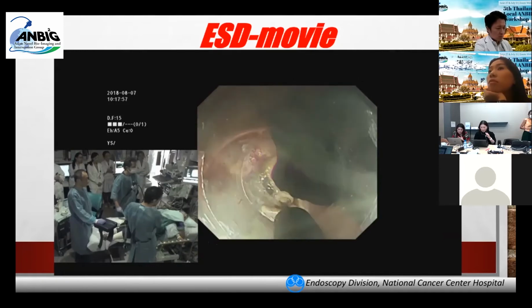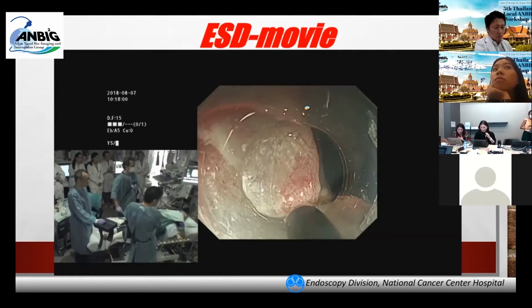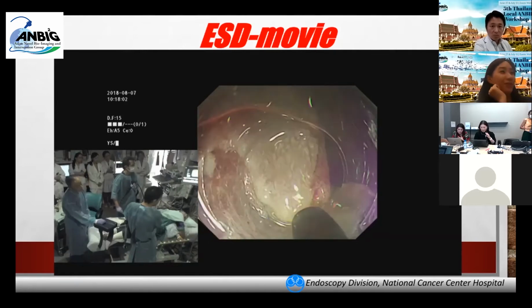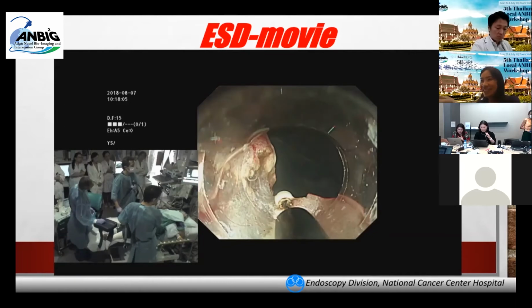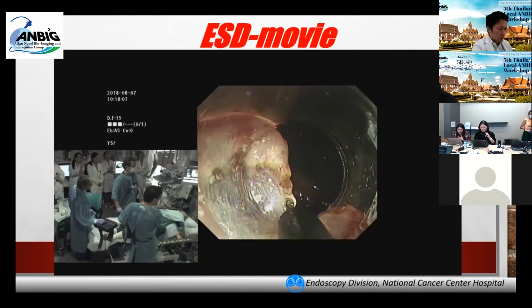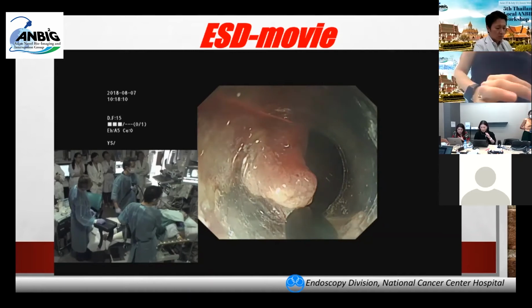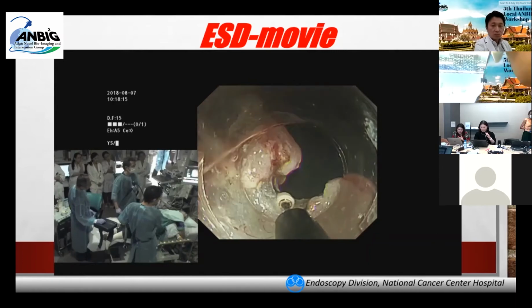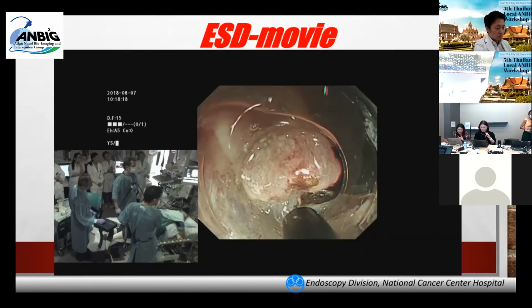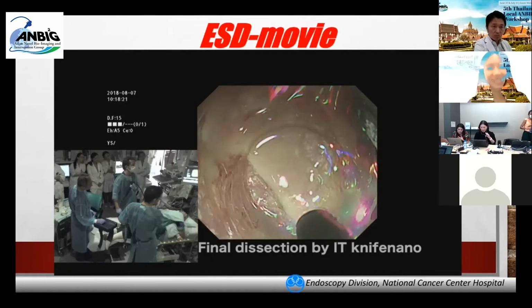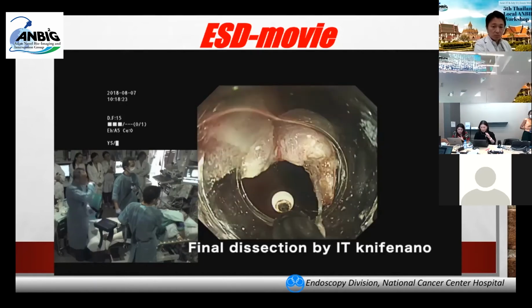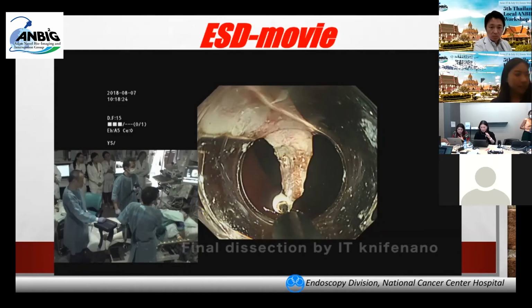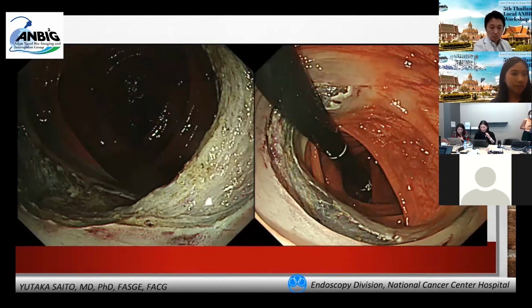Of course, as mentioned, from the endoscopic finding, if during the submucosal dissection we encounter deep submucosal invasion or severe fibrosis, with no space between the muscle layer and the submucosal layer, we should stop the ESD procedure. But fortunately, the en bloc dissection was completed without any complications.